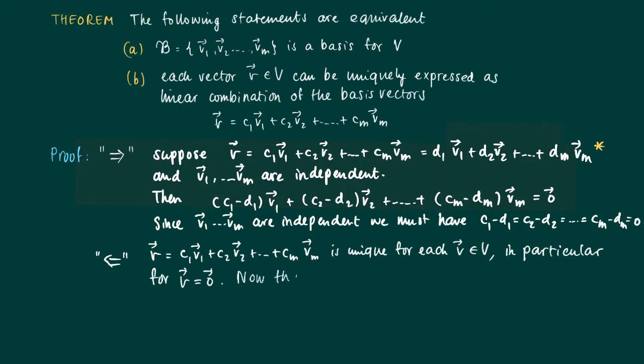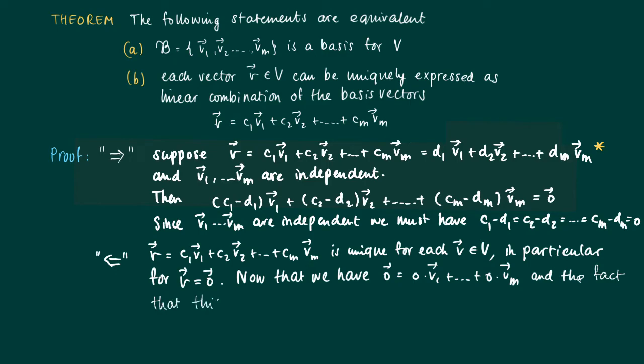So since we have that the 0 vector is 0 times v1 plus 0 times v2, etc., plus 0 times vm, and the fact that this is the unique linear relation delivering the 0 vector, there's a unique linear relation between vectors v1 to vm, which gives the 0 vector.